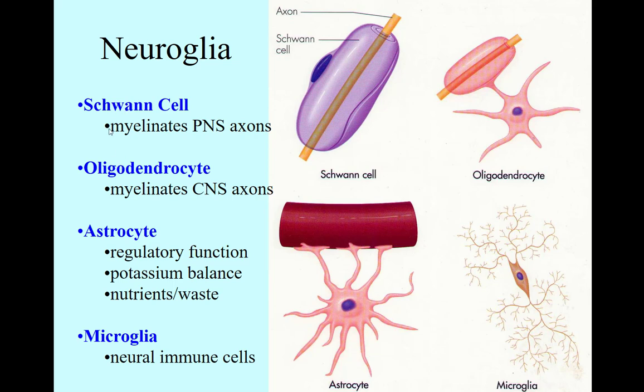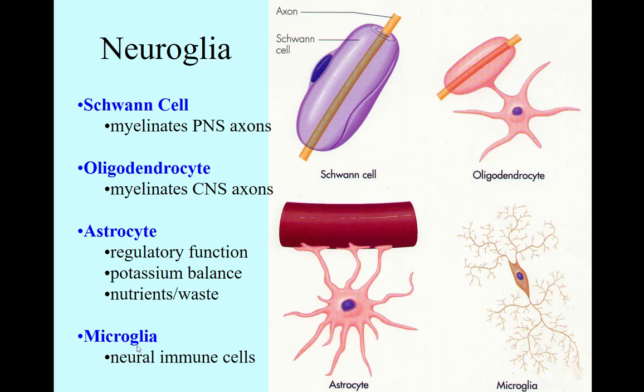First of all, the first two types have similar functions: Schwann cells and oligodendrocytes. So they both myelinate. They create the myelin sheath. The Schwann cells myelinate the peripheral nervous system axons, and the oligodendrocytes myelinate the central nervous system axons. Please know the difference between those two, right?